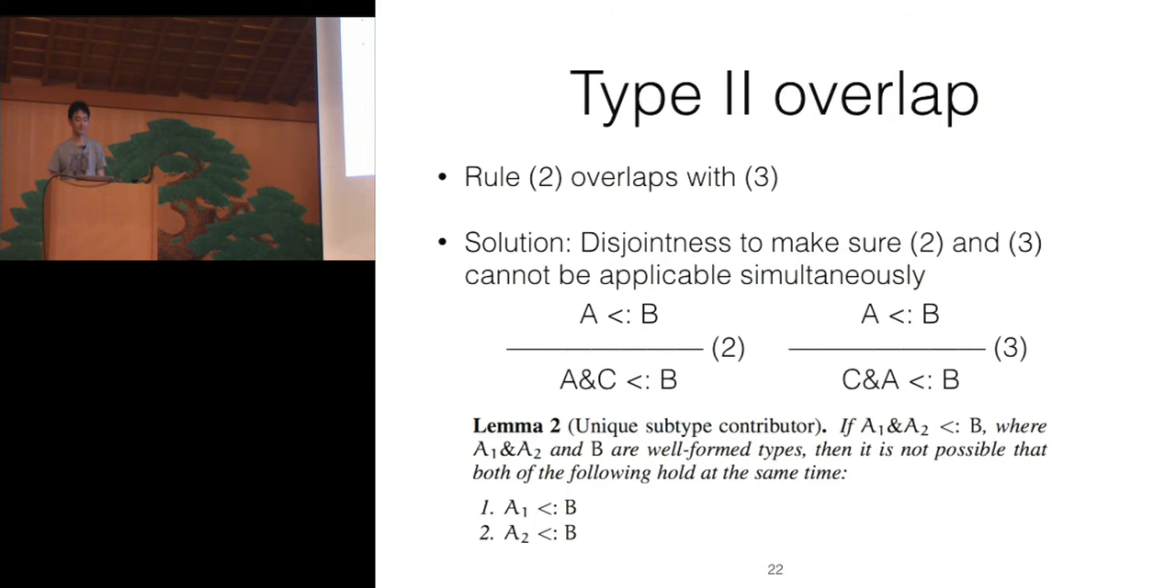But there is also the second type of overlap. Rules 2 and 3 overlap themselves. And this is where the disjointness comes into place. The result is that we can ensure that during any derivation of a good program, it's not possible for you to apply rules 2 and 3 at the same time. And this will ensure that there's only one possible coercion.